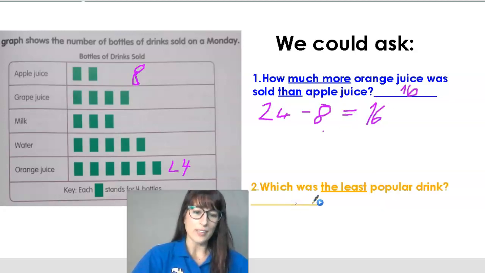Very good. Now we could also ask one more question. For example, we could ask, which was the least popular drink? The least popular drink, looking at the graph, was apple juice, right? So we would just write the answer, apple juice. Well, second graders, these are the questions you can ask. I'm sure you have in your mind many other questions that you could ask about this picture graph.